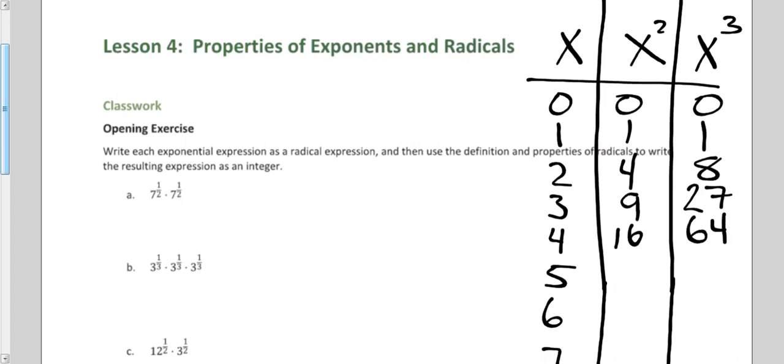5 squared. 25. 25. 125. Nice. Heckin' right.